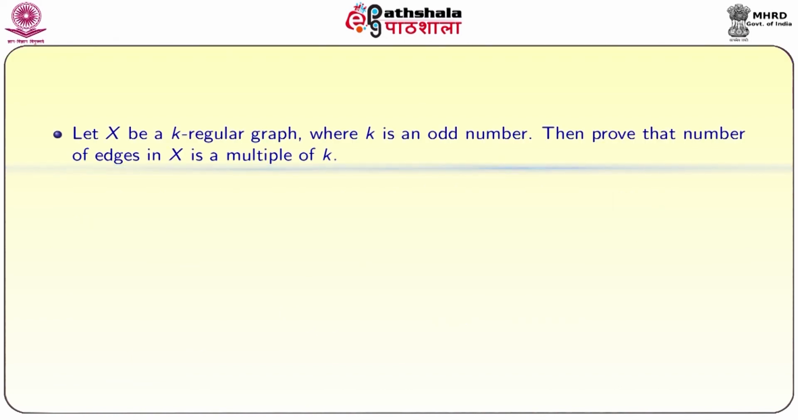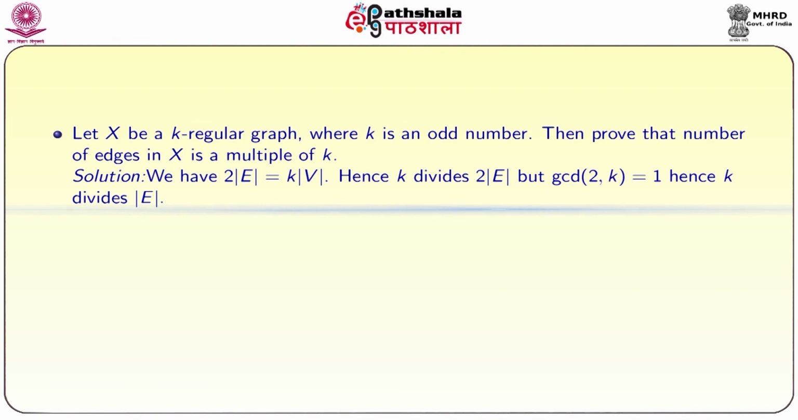Let X be a k-regular graph where k is an odd number, then prove that the number of edges in X is a multiple of k. This is easy. It is because the degree of each vertex is k, so the sum of the degrees of all vertices is k into modulus of V, that is equal to twice the number of edges. So k has to divide 2 times modulus of E, and since k is odd, the GCD of 2 comma k equals 1, hence k has to divide the number of edges.